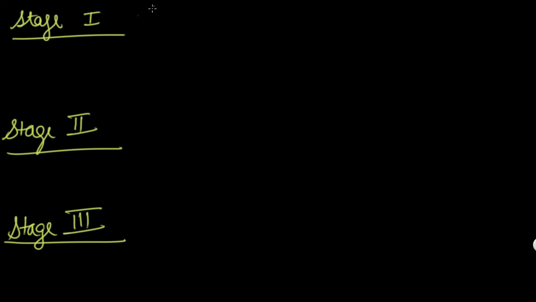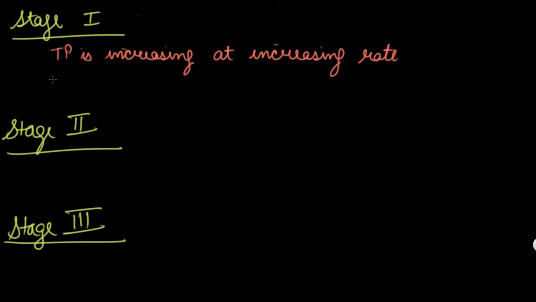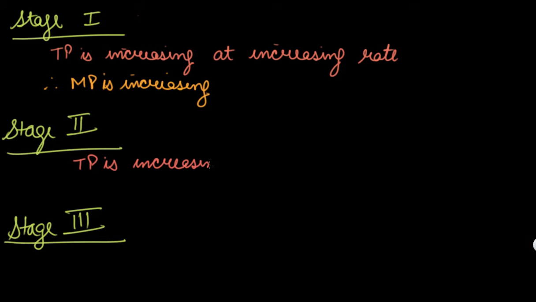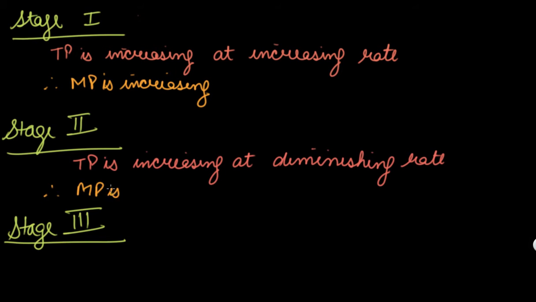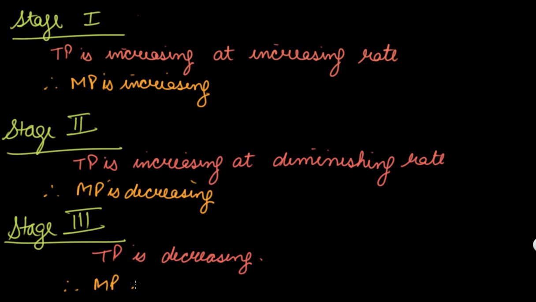Stage one is your increasing return to factor, which means your total product is increasing at an increasing rate. Therefore, your marginal product is increasing. In stage two, your total product is increasing at a diminishing rate. Therefore, your marginal product is decreasing. And in the third stage, your total product is decreasing. Therefore, your marginal product is negative.